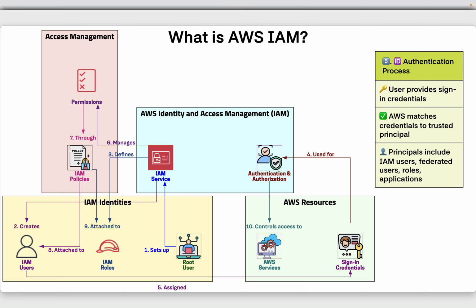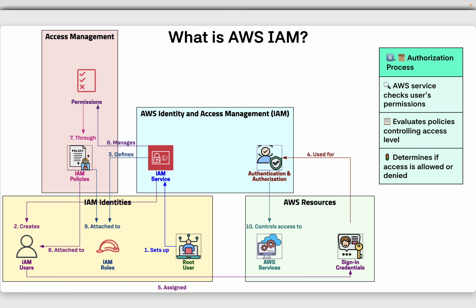When an IAM user tries to access AWS, they first need to authenticate. This happens when they provide their sign-in credentials, and AWS matches these credentials to a trusted principal, like an IAM user, a federated user, an IAM role, or an application. After authentication, when a user requests access to a specific resource, an authorization check happens. The relevant AWS service checks if the user's identity has been given permission to access that resource, looking at any policies that control their level of access.